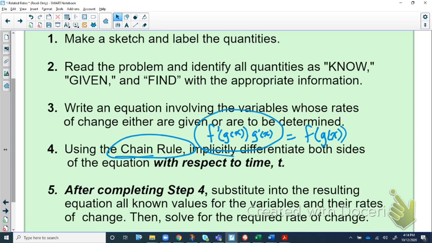Now, once you get through step 4 and you get to step 5, that's where you do your plug and chug, where you either rearrange your equation to get the thing you're looking for isolated, or you just start substituting values that you know into whatever equation that you have and work from there.